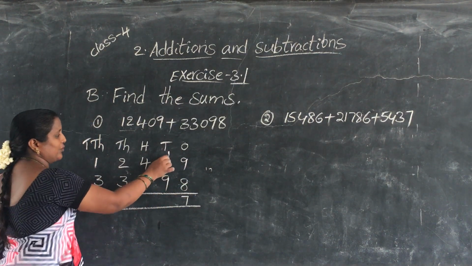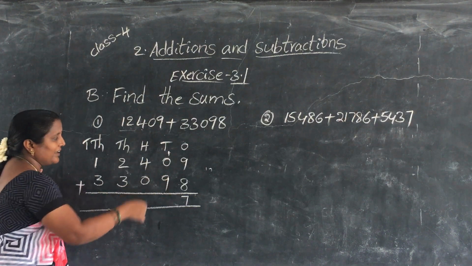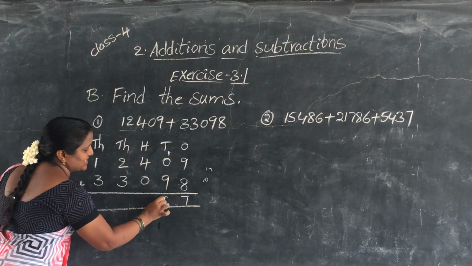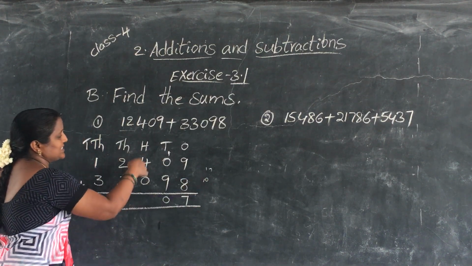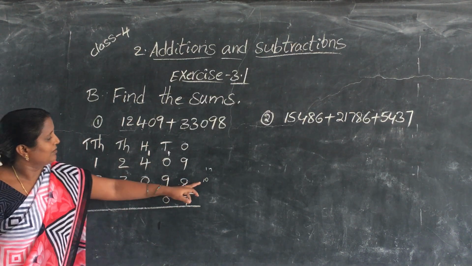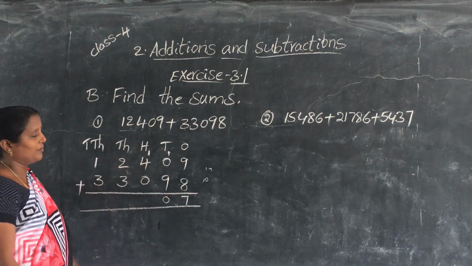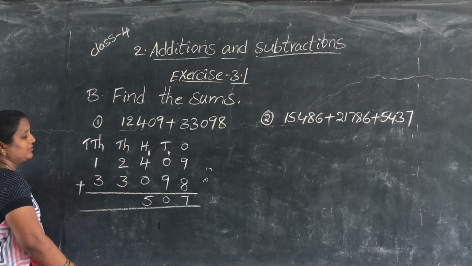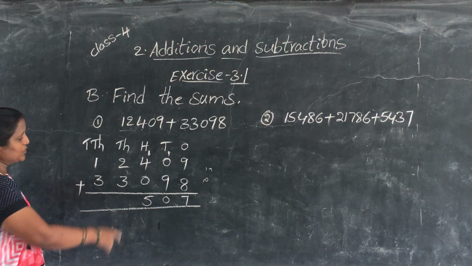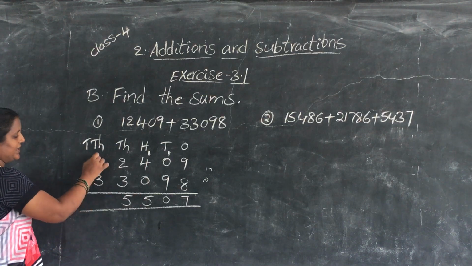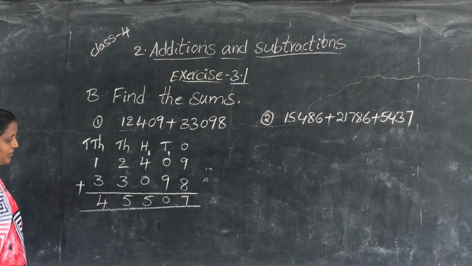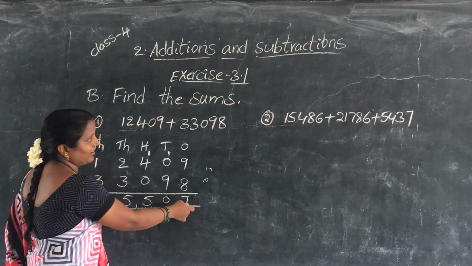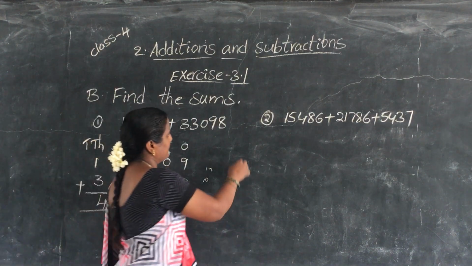Okay. Next we add tens. 1 plus 9, 10. So first we write 0 in the tens column. Next 1 carry over in the 100s column. Next we add 100s. 1 plus 4, 5. We write 5 in the 100s column. Next 2 plus 3, 5. Next 1 plus 3, 4. So what is the answer? 45,507. Next, second one.